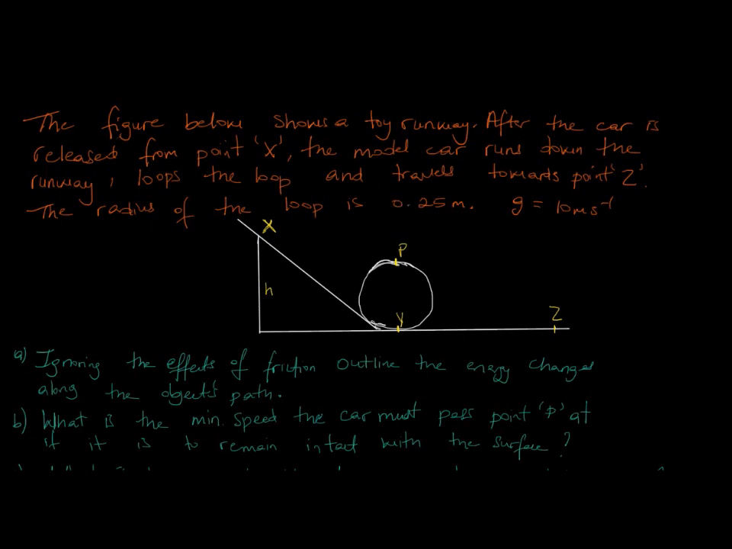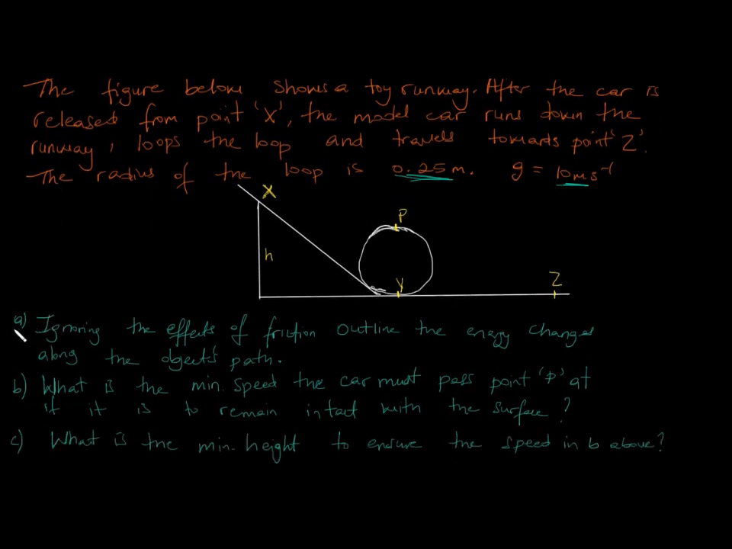And we're told that the radius of the loop is 2.5 meters, and we're taking gravity g to be 10 meters per second squared. So this is a question involving energy and forces, specifically centripetal forces. So let's look at what the question is asking us to do.